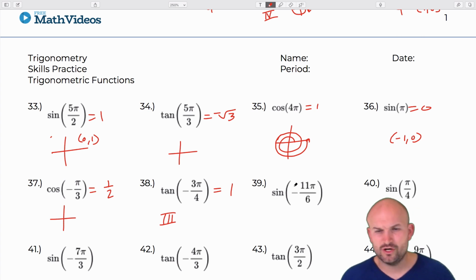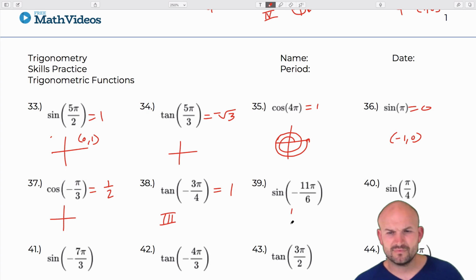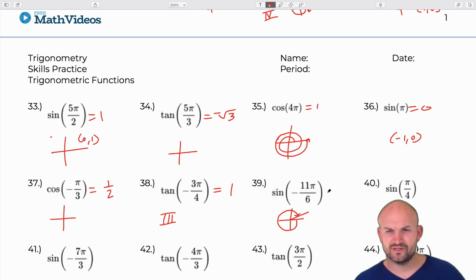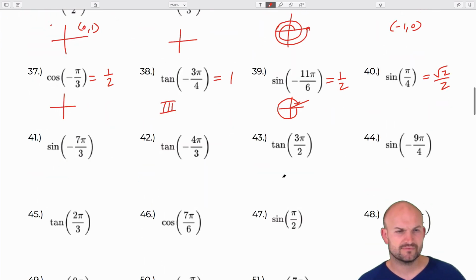Negative 11 pi over 6. Let's see here. That's going to be almost a revolution. That's going to take us actually to the first quadrant. Reference angle of pi over 6. So therefore, that's the sine, which is the y coordinate, so that's going to be 1/2. Sine of pi over 4, that's first quadrant, square root of 2 over 2.